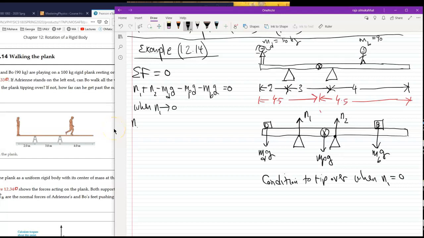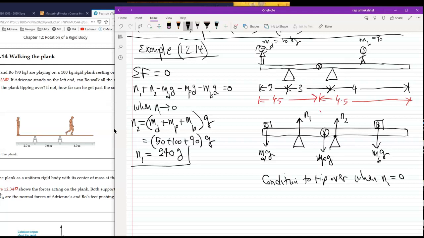So what is N2? Well, N2 in this case is going to be equal to (M_D plus M_P plus M_B) times g. Is that right? I can get a number out of that. So Adrian is 50, plank is 100, Bo is 90, times g, and that will be equal to 240 g. Is that right? 240? Yeah, 240 g. Let me call it 240 g, just to give it a nice looking number. g is 9.8, of course, right? It's not grams or anything. All right. There we go. I'm going to box it and come back to it.